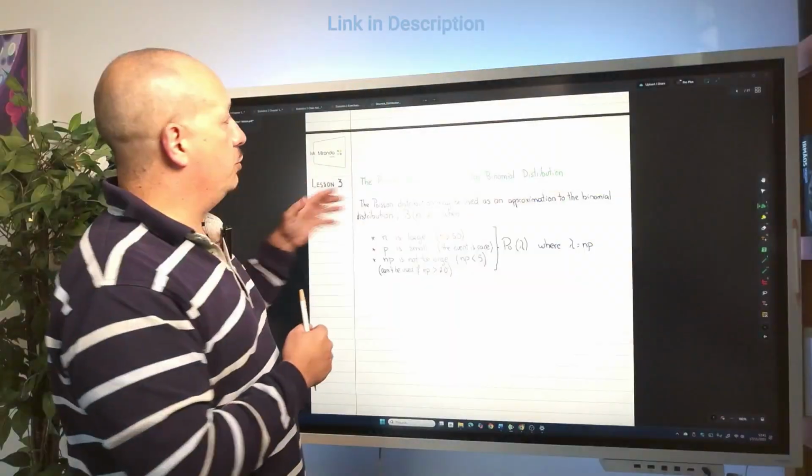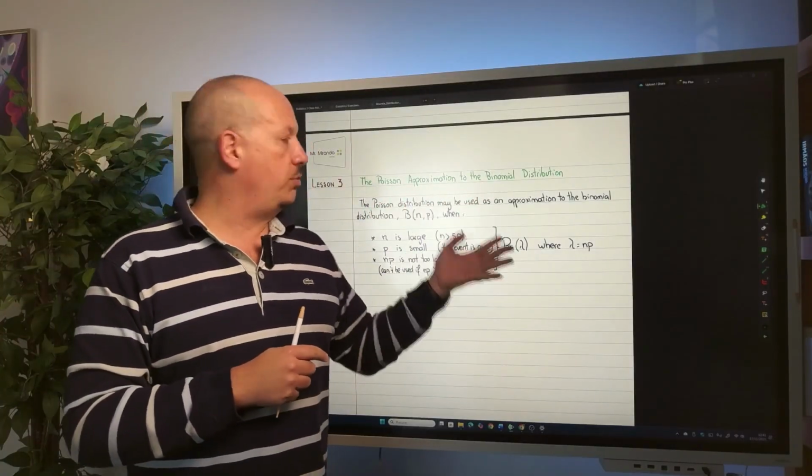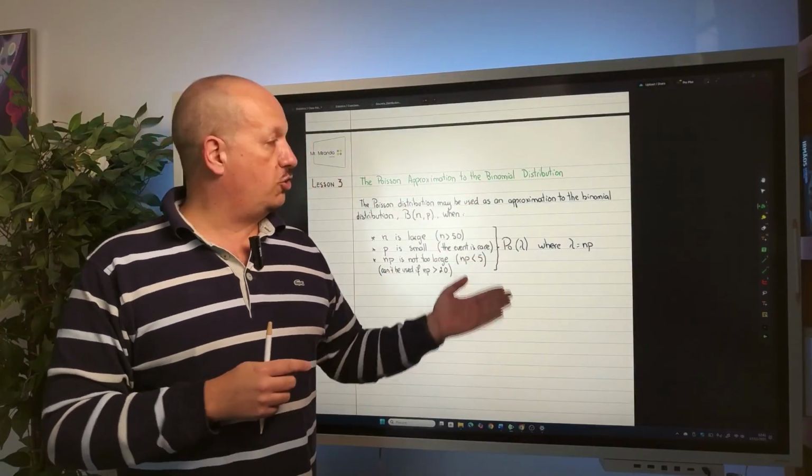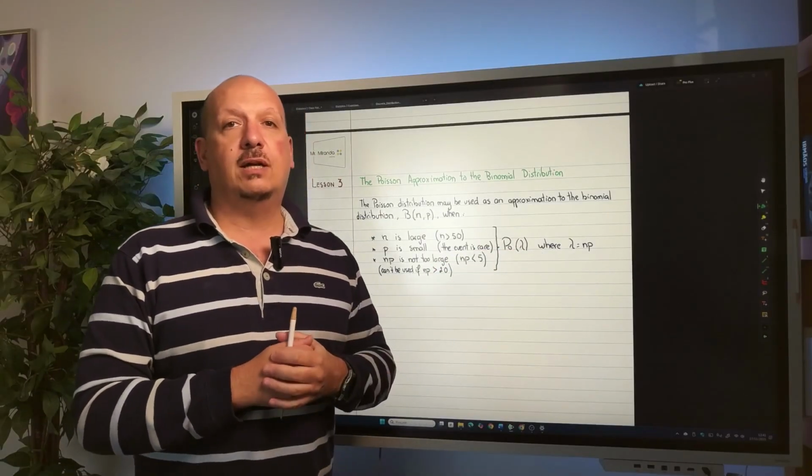But in terms of what you need to know for the Poisson approximation to the binomial distribution, this is it. Then you just deal with the Poisson distribution the same way as you dealt with it until now.